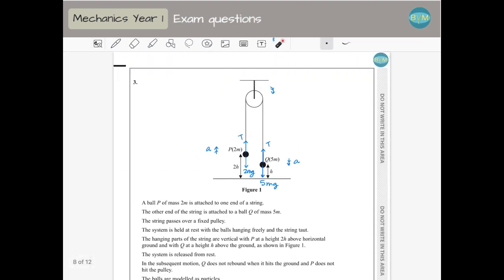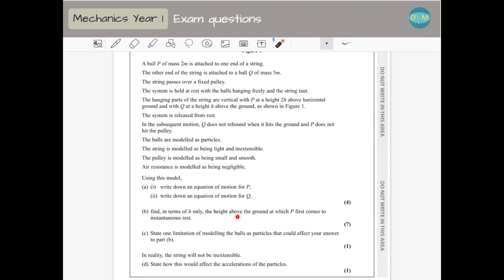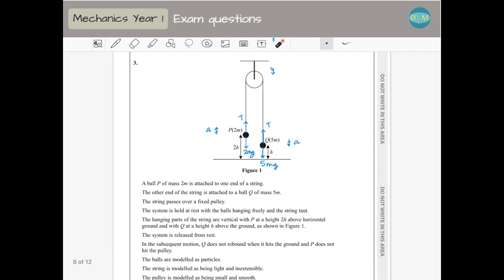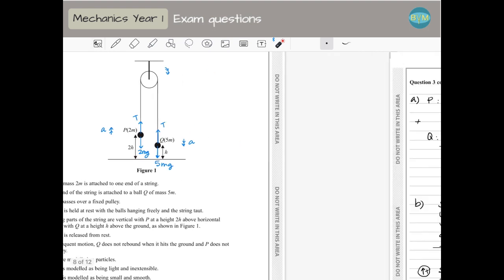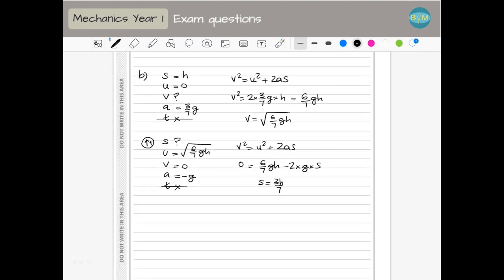So they are asking us the height above the ground. Initially it was 2h from the ground, then it moves h more while this one goes down, and then it moves the bit that we just found. So we have to add the 3 heights. Yeah? So the total height is going to be 2h plus h more plus 3h over 7, and this is going to be 24h over 7. Yeah, that's the total distance in terms of h.